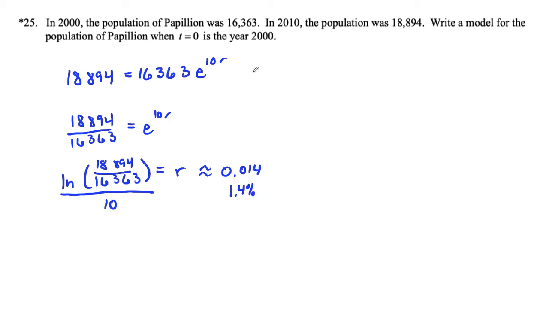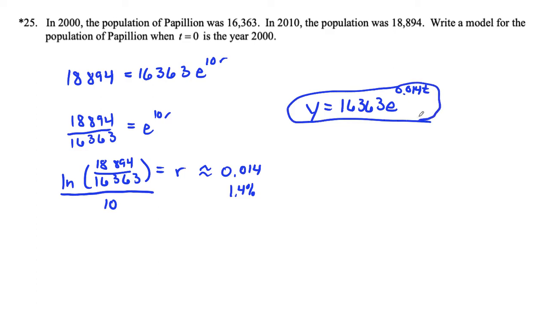Right, but in this problem, they wanted us to write the model. So let's go back. Our model would be y is equal to 16,363 e to the 0.014t. Right, and we could use that model to make predictions about the population of this city of Papillion. All right, that brings us to problem number 26, the final one on our review. Let's get excited.